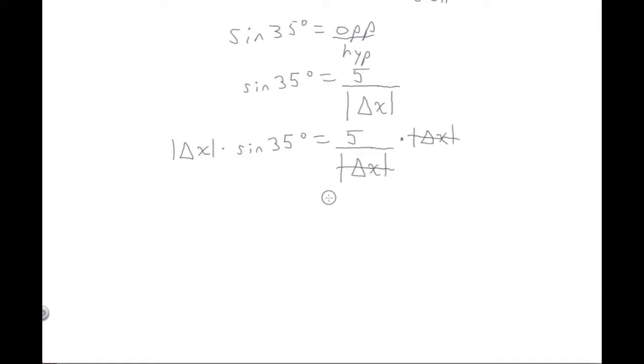And you can see that now we've accomplished our goal. We got rid of the denominator on the right-hand side. We got the delta x out of the denominator. And now, hopefully, this equation should be very easy for you to solve. We're trying to solve for the magnitude of delta x, so we have to get the magnitude of delta x by itself. So now we're going to divide both sides by the sine of 35 degrees.